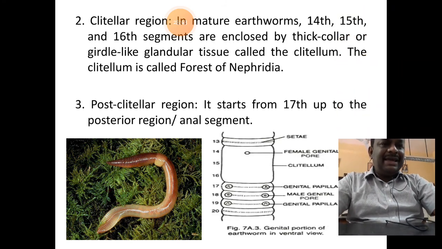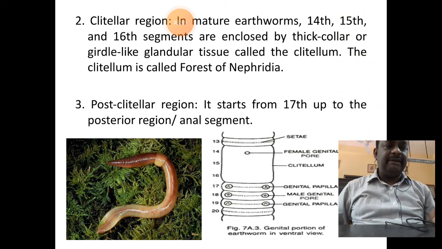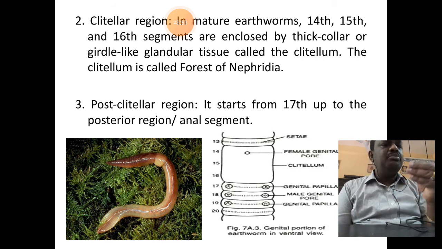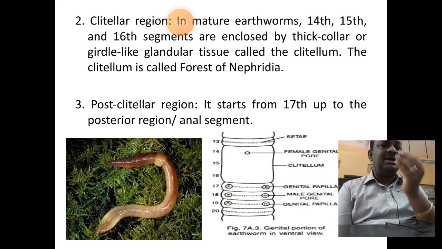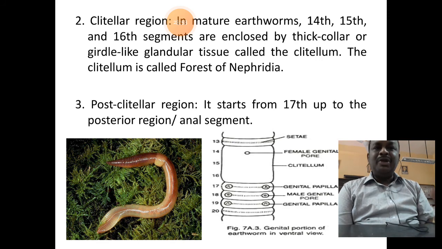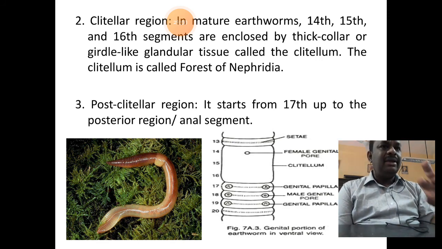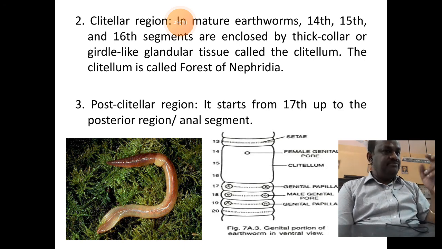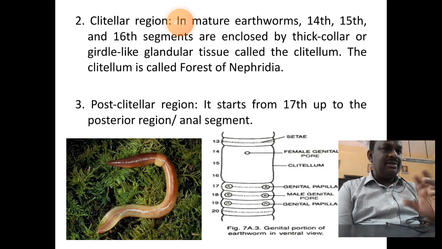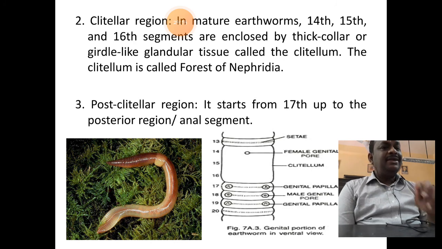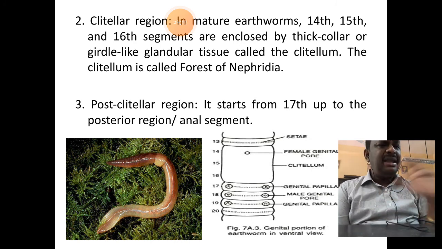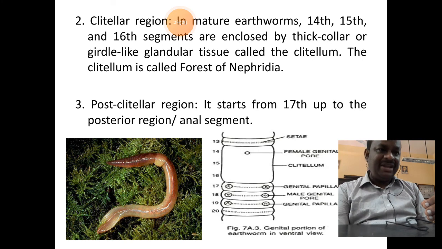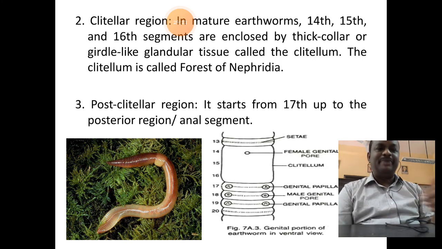Now, the second important region is the clitellar region. So, we shall understand a little more detail about the Clitellum. As we know, Clitellum is seen only in matured earthworms. It is seen as a band-like structure between 14, 15 and 16 segments outside. And this is a glandular region. It is also made up of many nephridia. You know, nephridia are the excretory structures present, right?